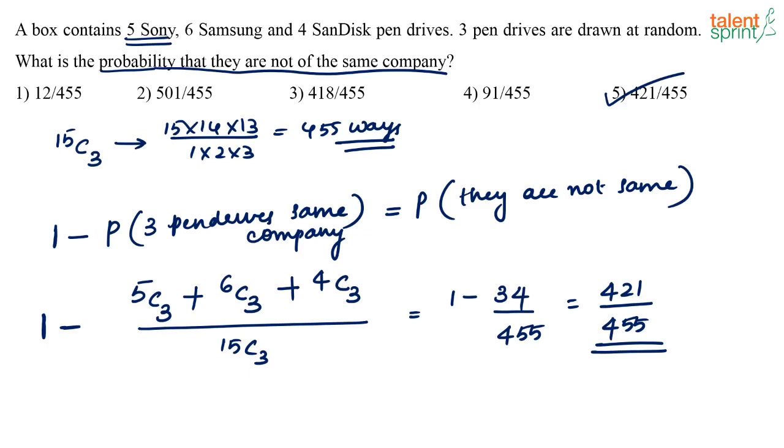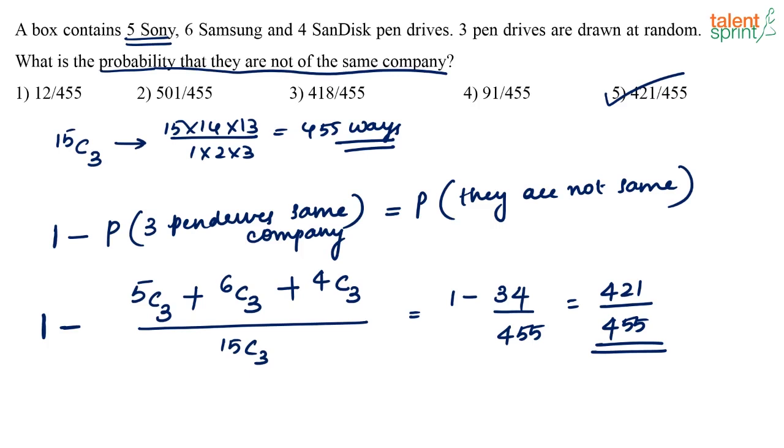Yes. What are they asking? They are asking what is the probability that they are not of the same company. So what does that mean? All the 3 pen drives that I pick up should not belong to the same company. So that means that any 2 pen drives that I pick up can be from the same company itself, not an issue, right? So in how many ways can I do it?